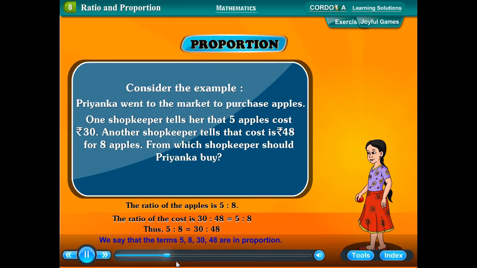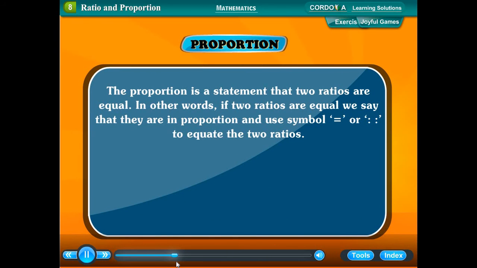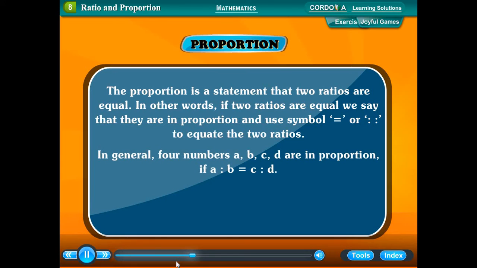We say that the terms 5, 8, 30, 48 are in proportion. The proportion is a statement that two ratios are equal. In other words, if two ratios are equal, we say that they are in proportion and use the symbol = or :: to equate the two ratios. In general, 4 numbers A, B, C, D are in proportion if A is to B is equal to C is to D.